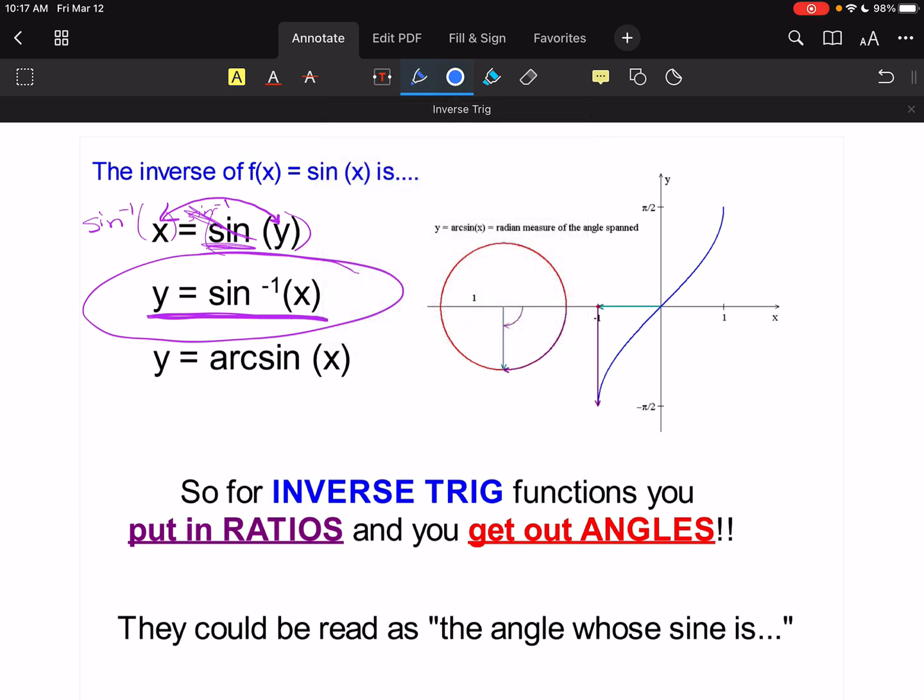Another way that they represent inverse trig is with the word arc in front. So arc sine, arc cosine, arc cosecant. Okay, just know that arc is describing that we're looking at the inverse, okay?